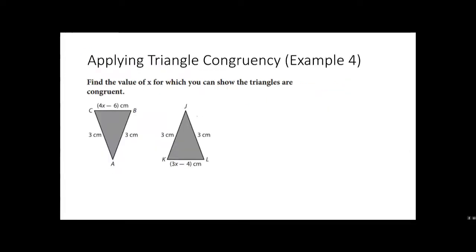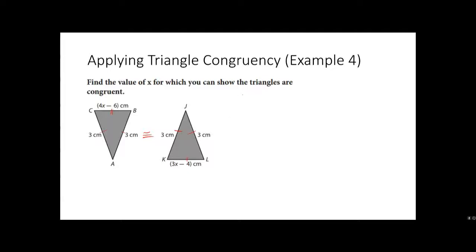All right, applying triangle congruency, example 4. Find the value of x for which you can show the triangles are congruent. So if we look at our objects here, we are assuming that these two triangles are congruent, and they look to be isosceles triangles. Iso means 2, which means there's 2 sides that are the same, and we know that the bases here, even though one tent is upside down, should be the same.